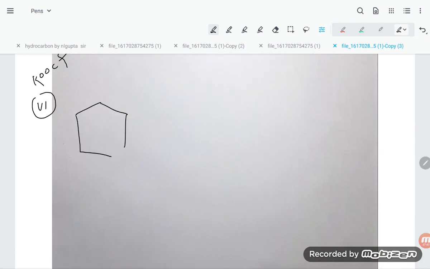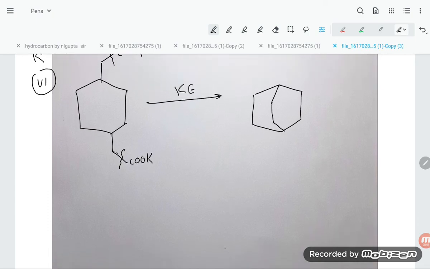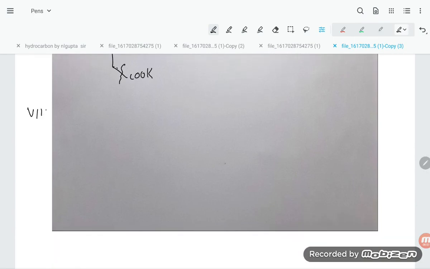If we are having this compound, student, okay, and COOK is there, and here is also COOK, so this is going to split here, this is going to split here, this is the Kolbe electrolysis, dear student. So this is the way the product will form, right? Now let us move to the 7 number.